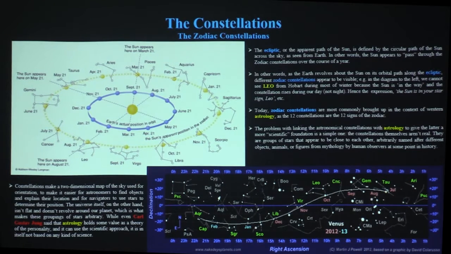So today, Zodiac constellations are most commonly brought up in the context of astrology. Now, I won't say much about astrology because some of us might believe in it, but isn't it awful when you hear people confuse astrology and astronomy? That really gets me. But even the great psychiatrist Jung said that astrology holds some value, mainly as a scientific way of looking at personality types.